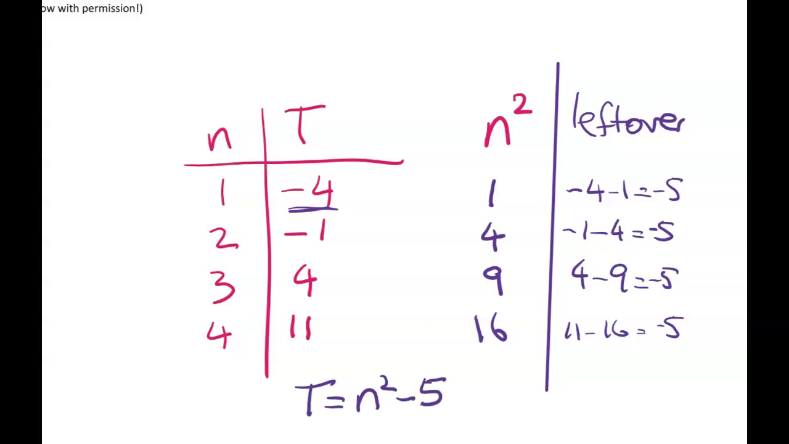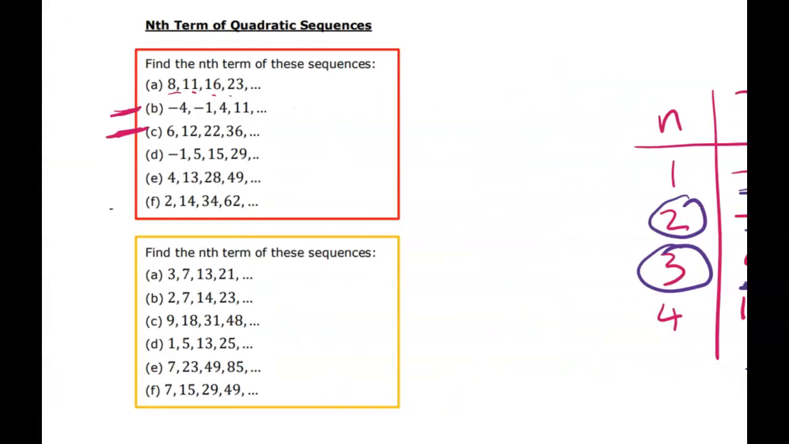And we can test that out just with a couple of them. 3 squared is 9. 9 take away 5 gives me 4. So it looks pretty good. 2 squared is 4. 4 take away 5 gives me -1. So that's that one done.